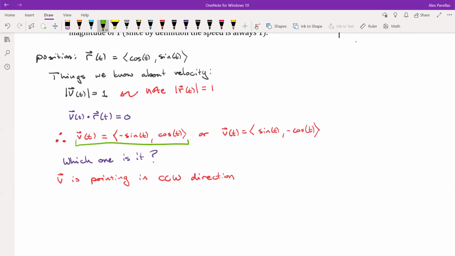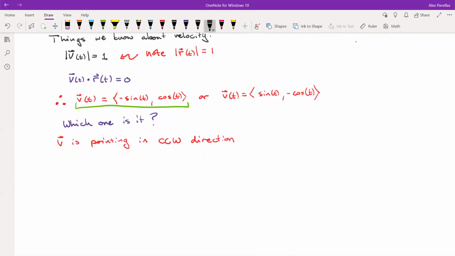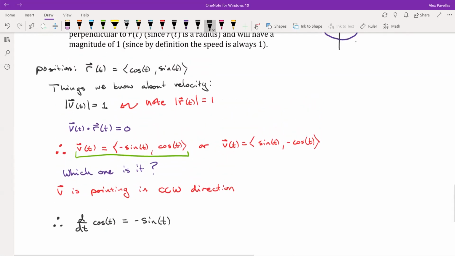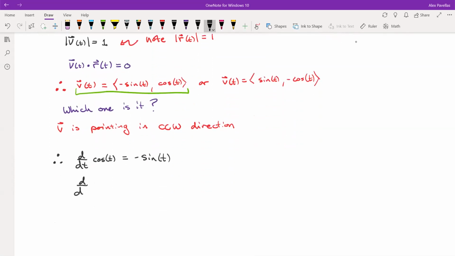Since v of t is the derivative of r of t, we know therefore that the derivative of cosine t is negative sine t. Why? Because the v of t was negative sine. Cosine was r of t, and negative sine was the x component of v of t. And then also, the derivative of sine t is cosine t. Bang.